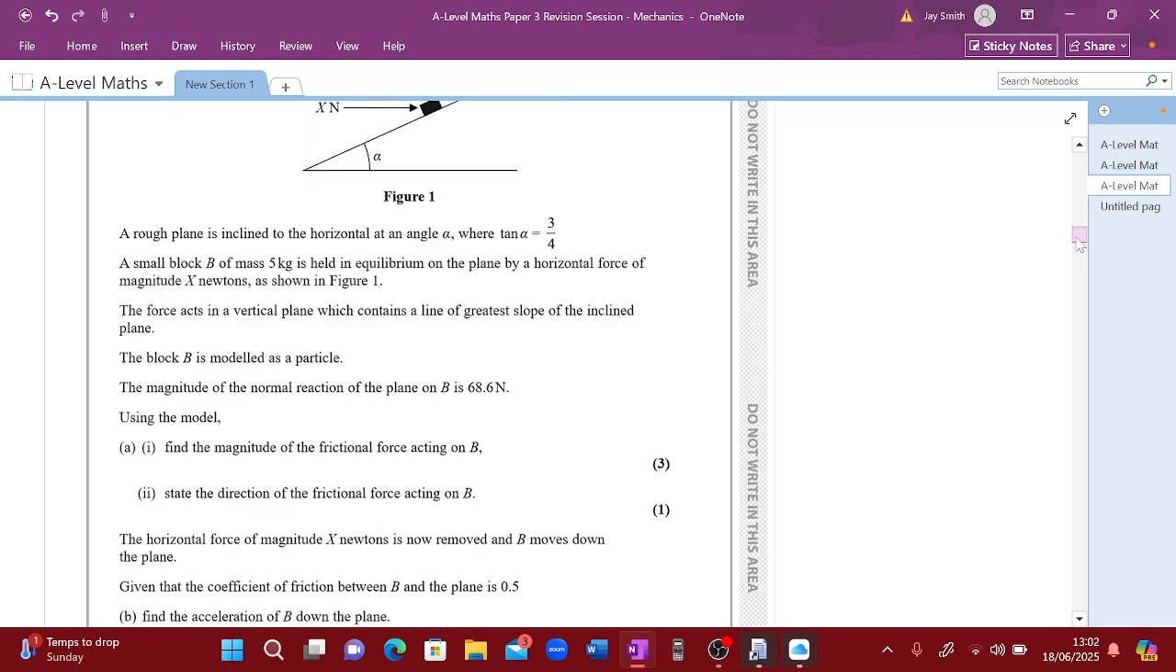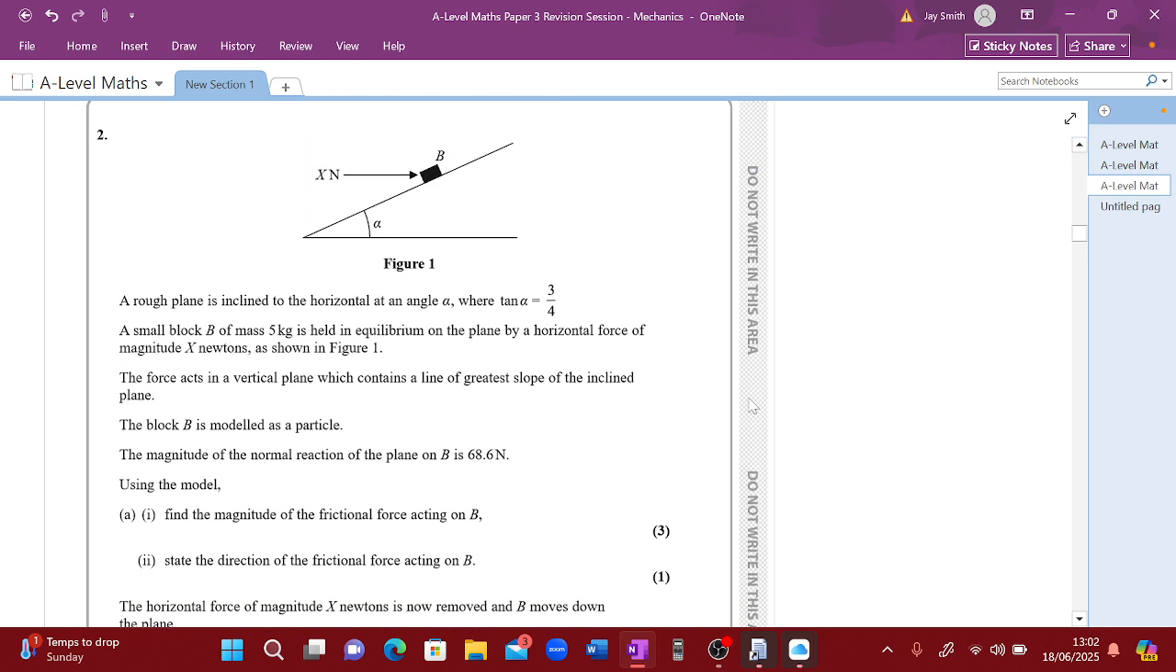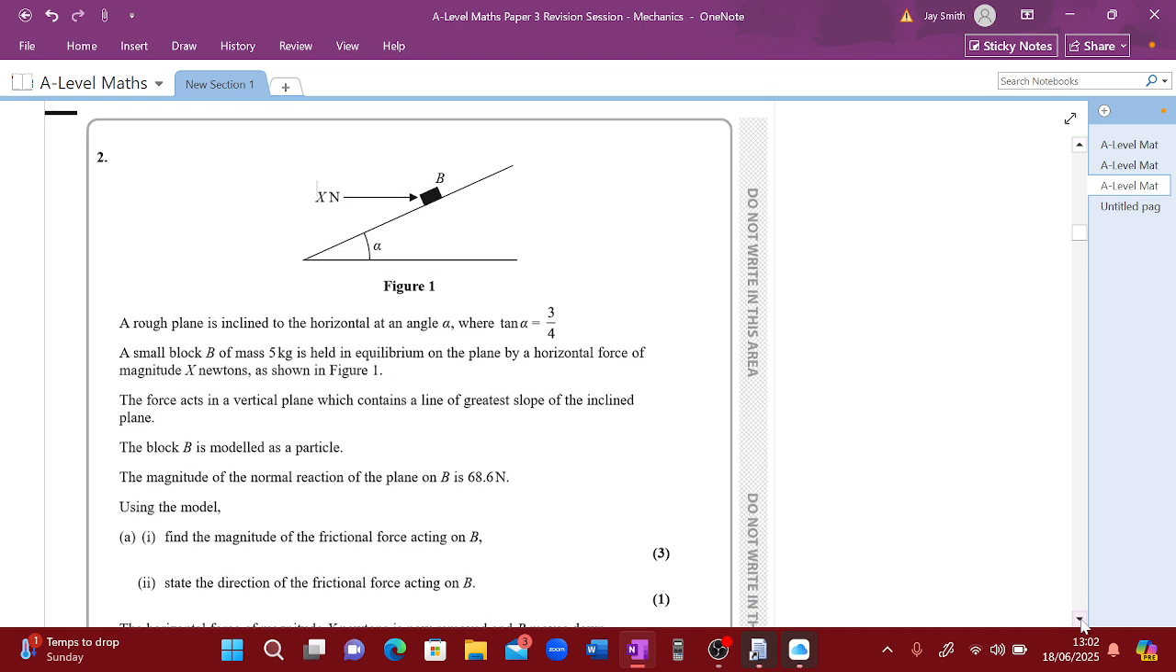Okay, question 2. We are given a rough plane inclined to the horizontal at angle alpha. A small block B of mass 5 is held in equilibrium by a horizontal force of magnitude X, which is shown here. The block B is modelled as a particle. Okay, so these questions are always the same, right? But you just need to label all the forces.